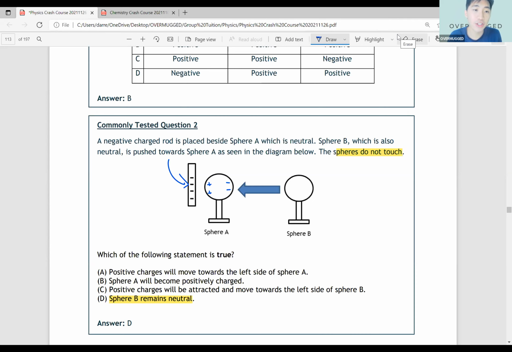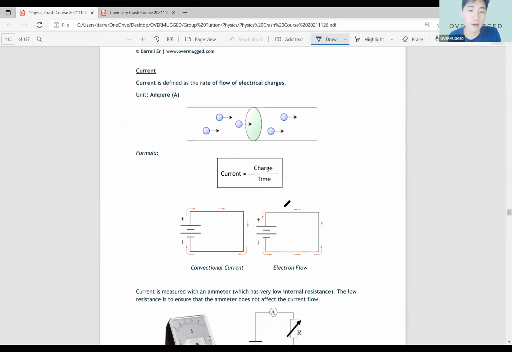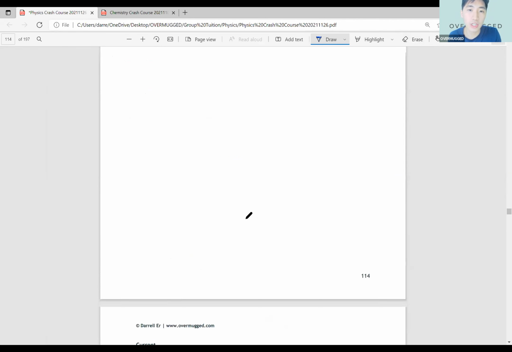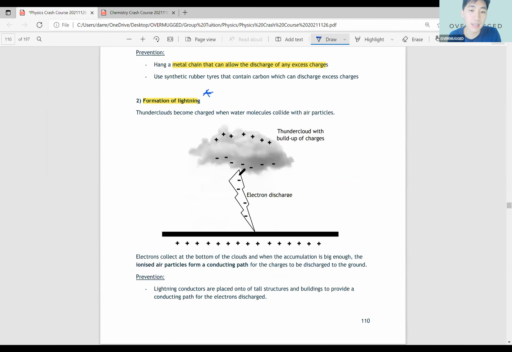Energy conversion question for static electricity, very unlikely. Static electricity will be linked to current electricity, because in the next chapter in current electricity, you learn conventional current and electron flow. This question is commonly tested in conjunction with lightning. You can see electron flow, so your current should be traveling in the opposite direction, something like that. Okay, but next time then you'll worry.